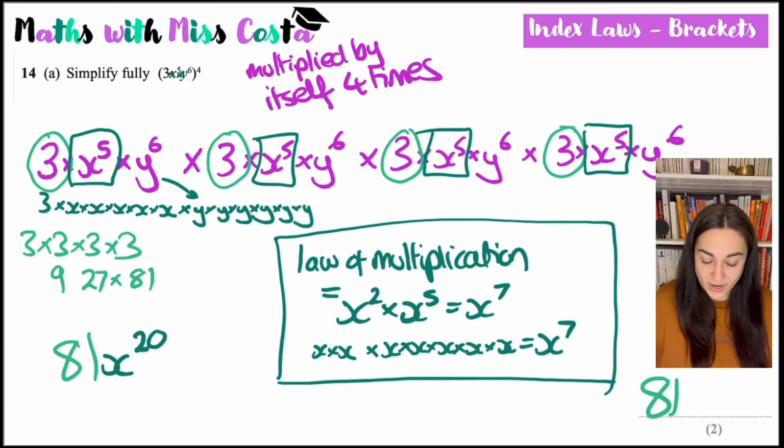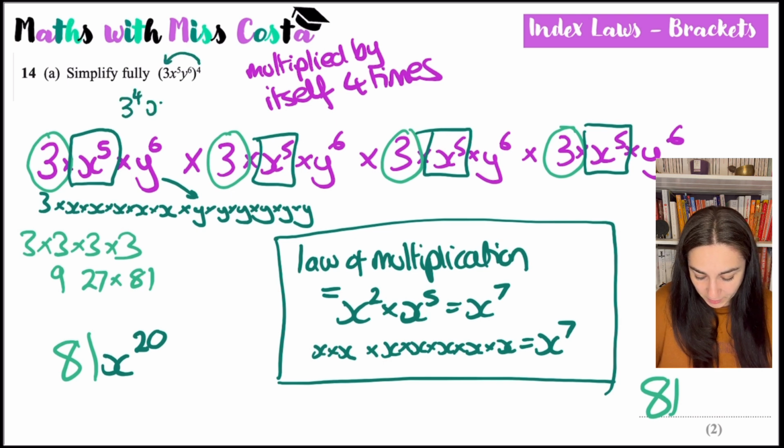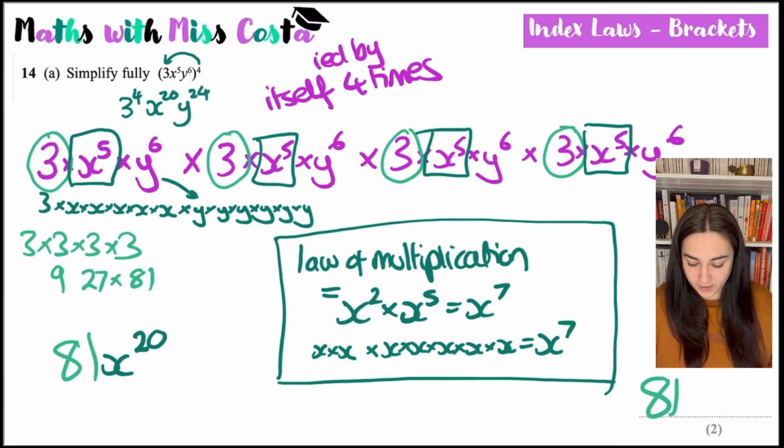And the law of brackets, so if you want the shortcut way, the law of brackets is that each of these things are going to be done to the power of 4. So 5 times 4 is 20, and 6 times 4 is 24. So the law of brackets, I'll just write it up here.